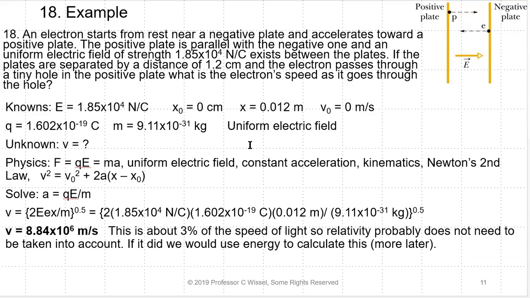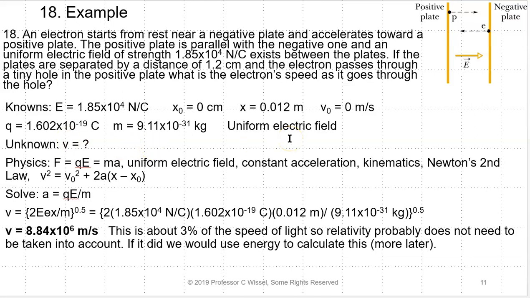What is the electron's speed as it goes through the hole? Okay, the knowns on this: the electric field is 1.85 times 10 to the 4th newtons per coulomb. The initial position is 0 centimeters. Final position is 0.012 meters, and of course the initial velocity is 0 meters per second. The charge is 1.602 times 10 to the minus 19 coulombs. The mass is 9.11 times 10 to the minus 31 kilograms.